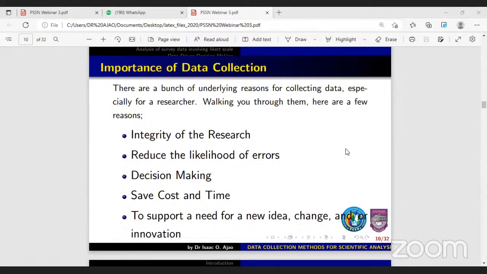Yeah, I'm back. Now, sorry for the interruption, the internet disturbance. I was talking about the importance of data collection. So integrity, we have mentioned this. Let me move to the next one.